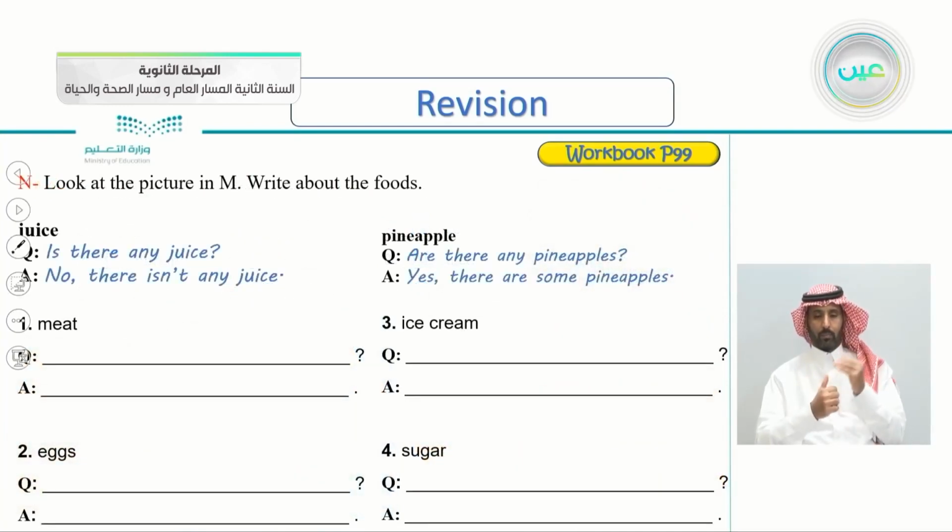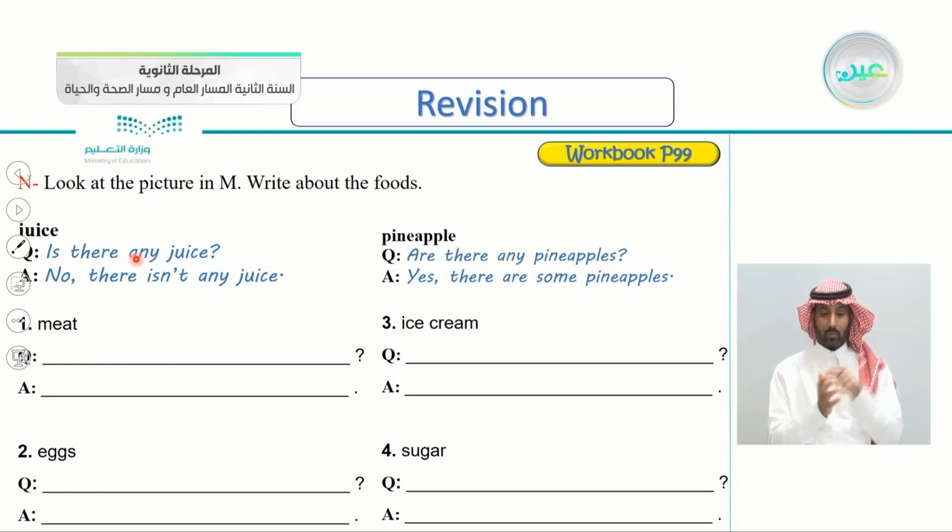So moving on to exercise N, page 99 here. Look at the picture in M. Write about the foods. Of course, you'll be writing question and answer if they are there or not. So the first one is already done for you.